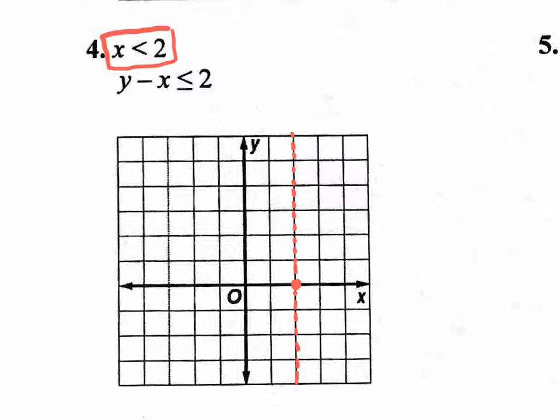do the appropriate shading. So on this one, it says x is what? Less than 2. It doesn't even have y's involved, so you don't even have to look at the y-axis at all. You just focus in on the x number line. So here's 0, here's 1, here's 2. Which way is less than? Left. Less than is to the left. Greater than would be to the right. So because it says x is less than 2, you're going to go to the left of 2.